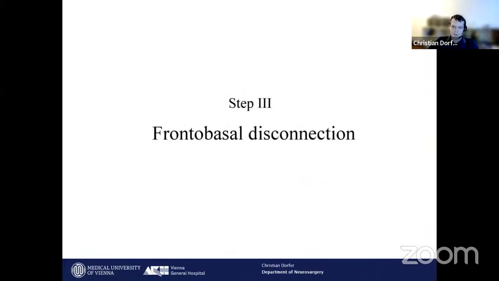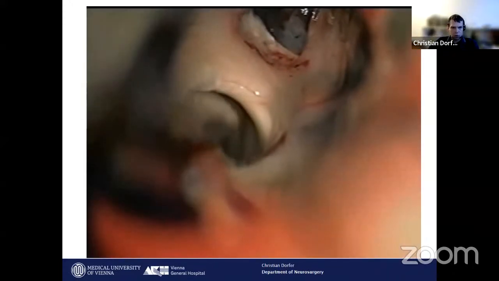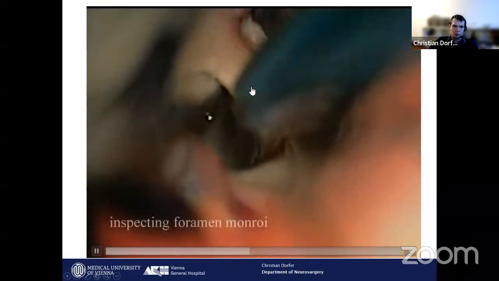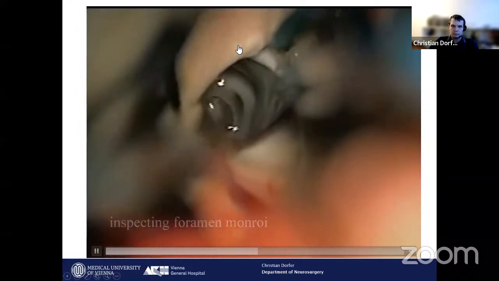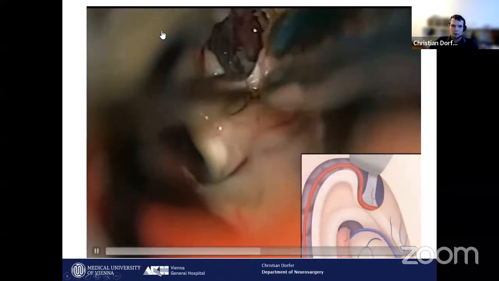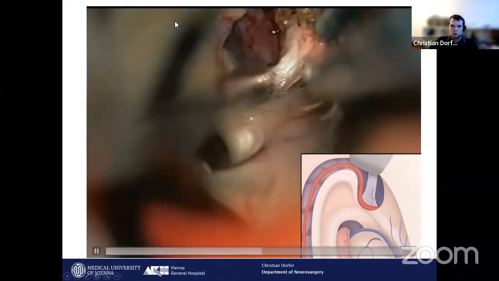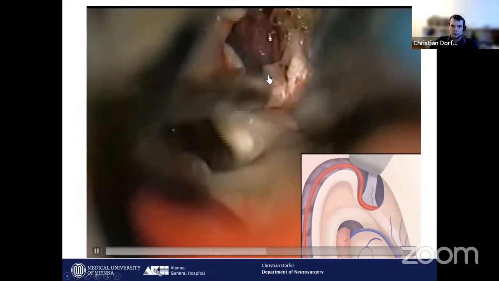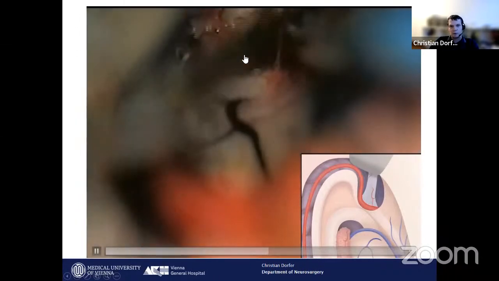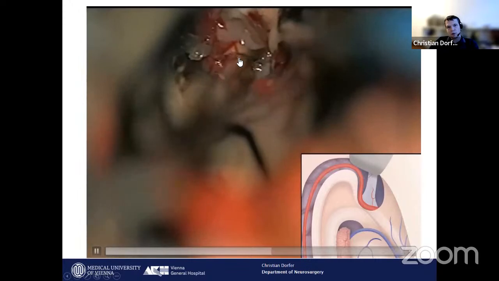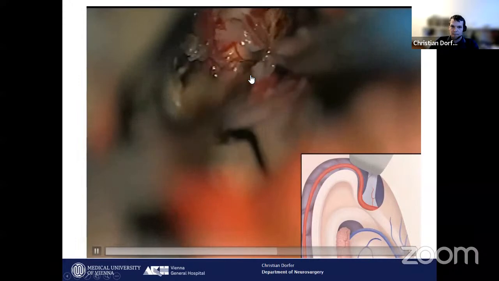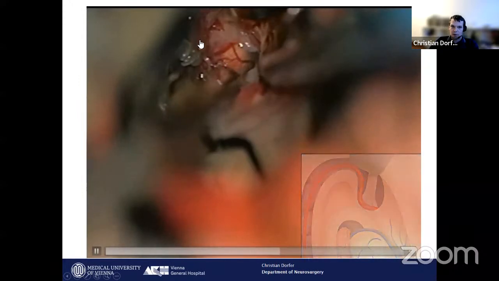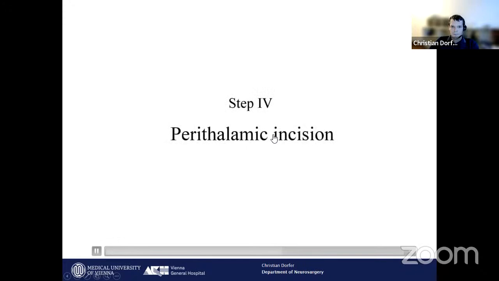Step 3 is the frontal-basal disconnection. You have here the foramen of Monro. You have here the fornix. Here's the recess. This is the anterior commissure. You came here all around the genu already, and just start suctioning the posterior part of the gyrus rectus until you identify the optic nerve. Here is A2 and A1. Okay, we have a mistake here.